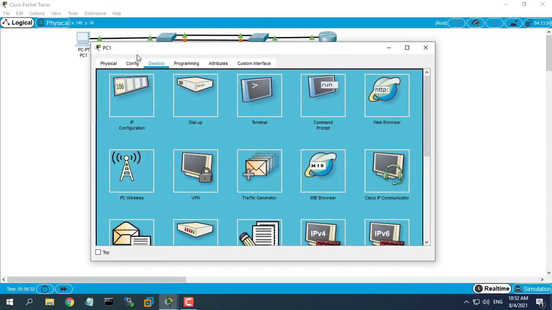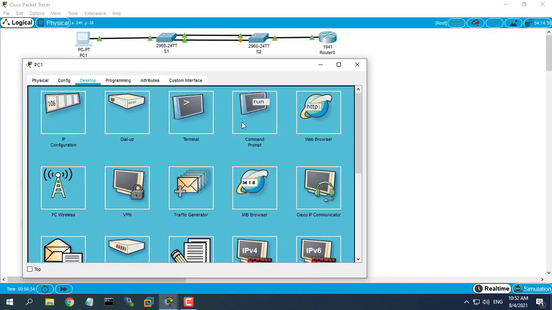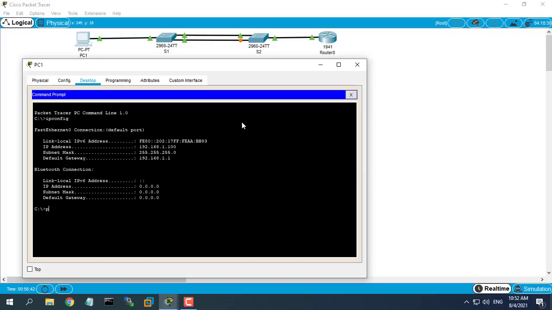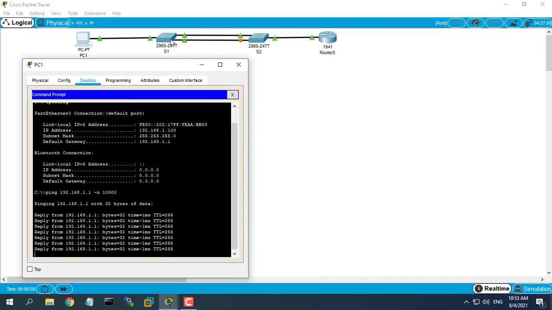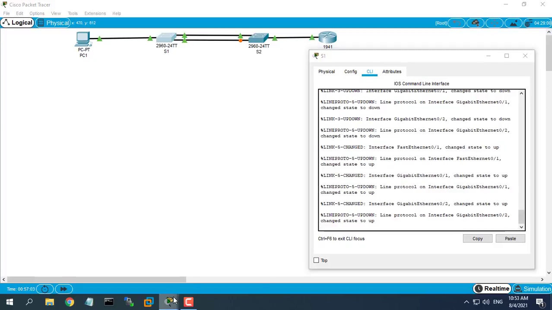I use a computer that does a continuous ping to observe the changes that occur during the configuration, as well as the problems that occur. We have two physical links between switches. We configure according to the following steps.